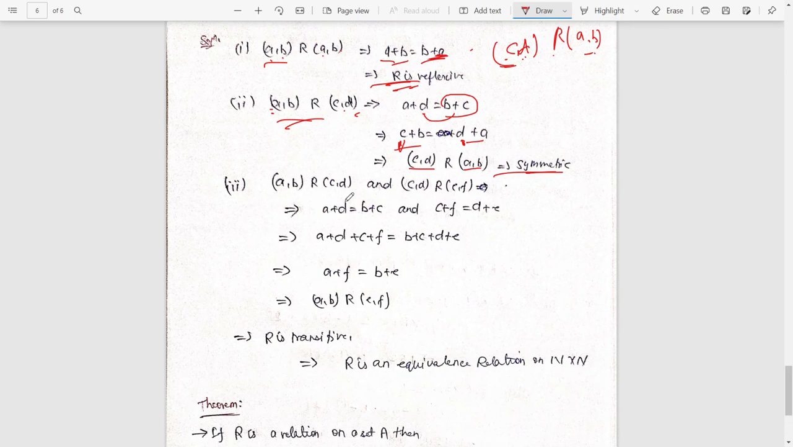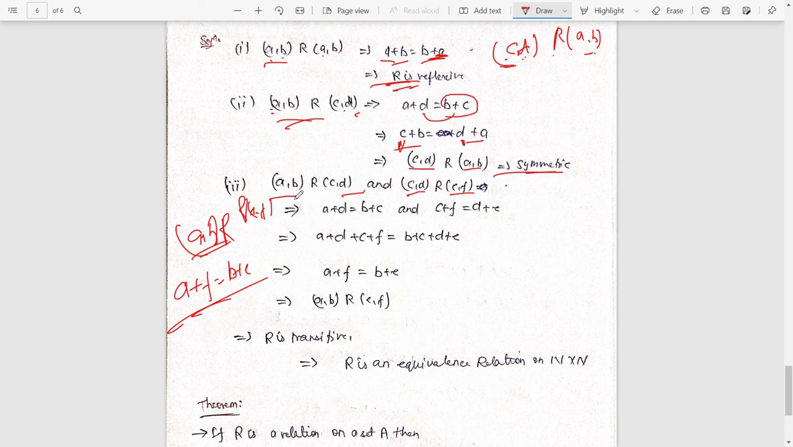Okay, and now there is the transitive relation. Transitive relations, what do they mean? If (a, b) is related to (c, d) and (c, d) is related to (e, f), then (a, b) should be related to (e, f). And how does this come to be true? This is true if you just prove that a plus f is equal to b plus e. So if you prove this particular thing, then we consider (a, b) is related to (e, f).